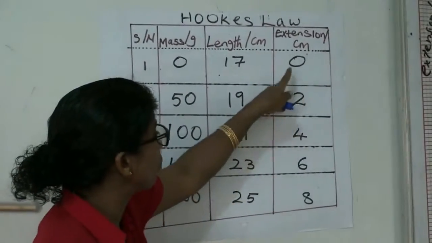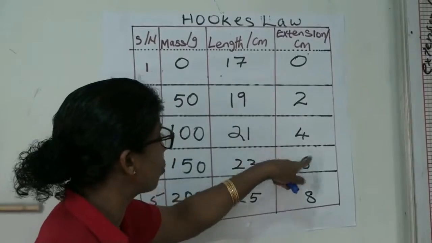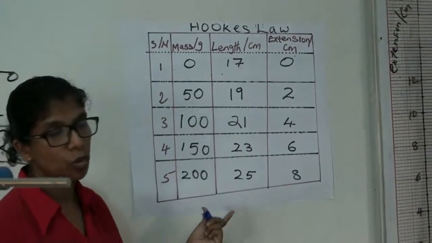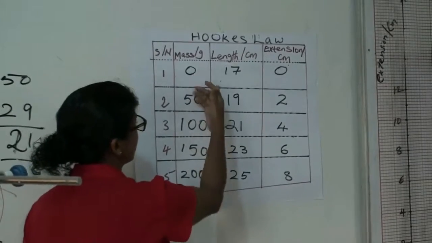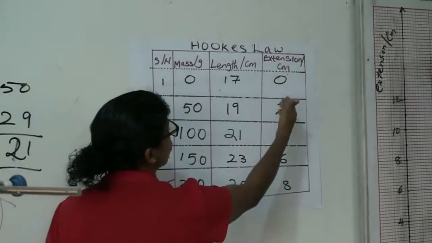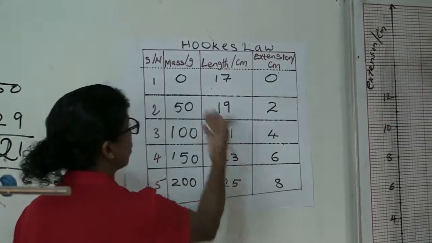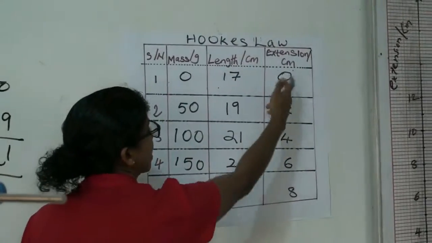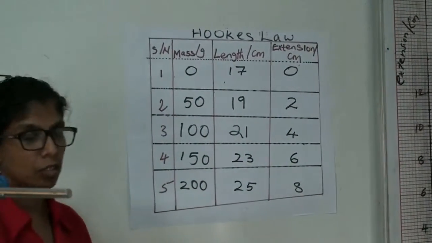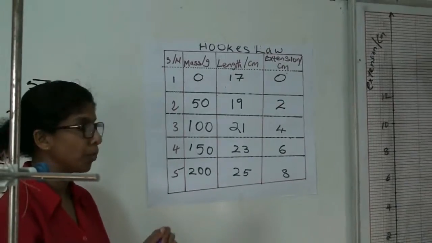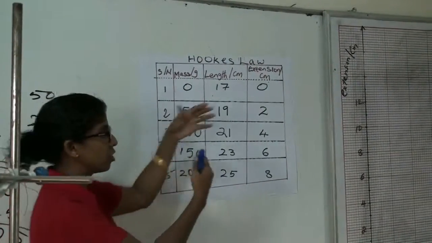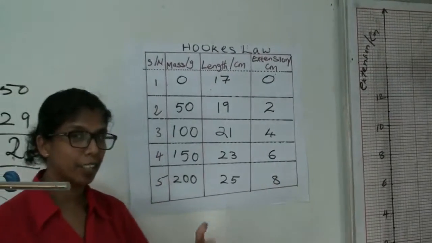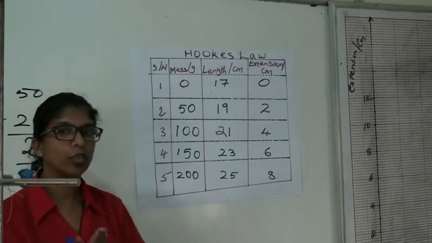You see the extension from 0 became 2, then 4, then 6, 8. This is what we saw as directly proportional. It means as the mass is doubled, the force or the extension also doubles. So we are trying to verify Hooke's law. Now we have looked at the tabular column. Let us transfer the data to a graph to get a clearer picture to verify Hooke's law.